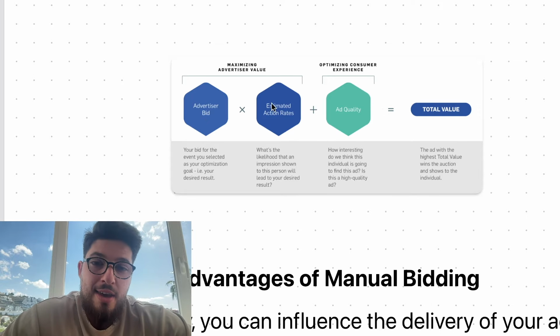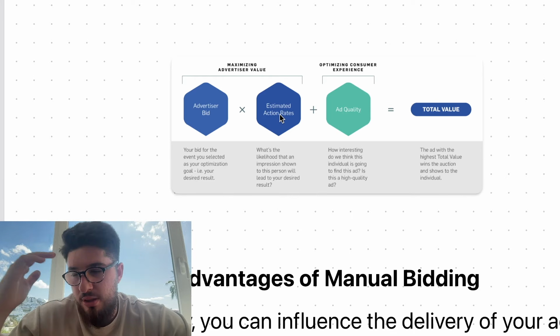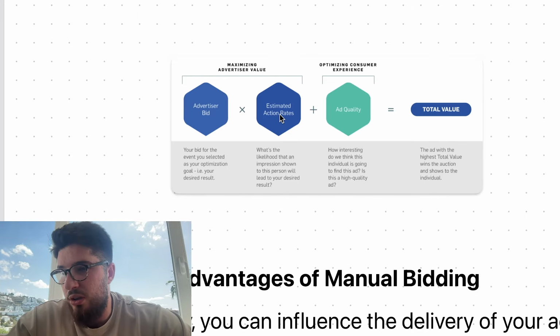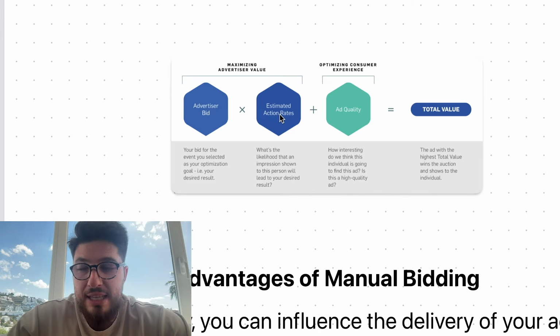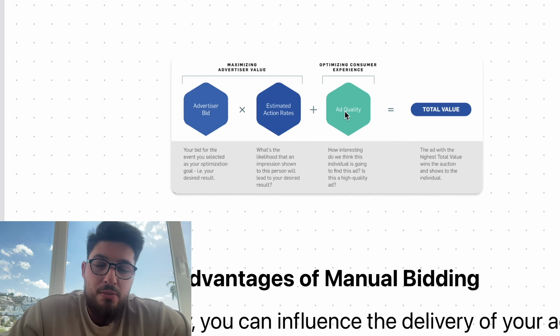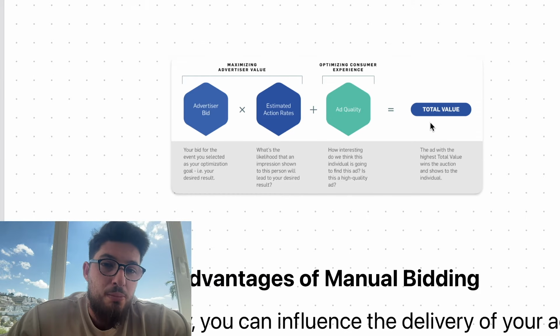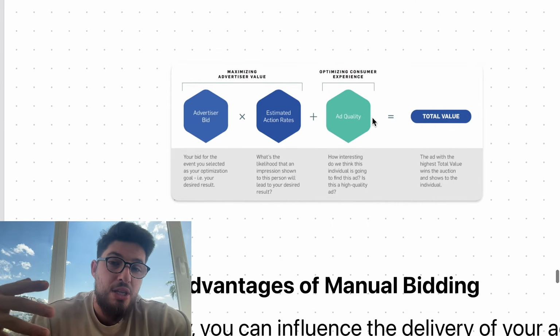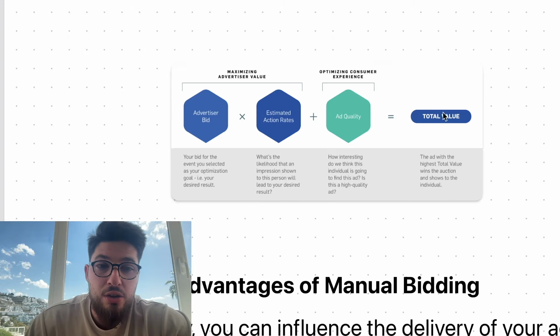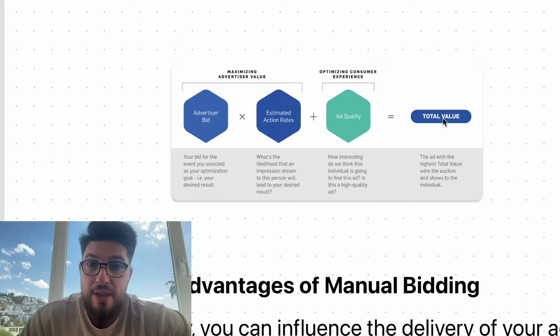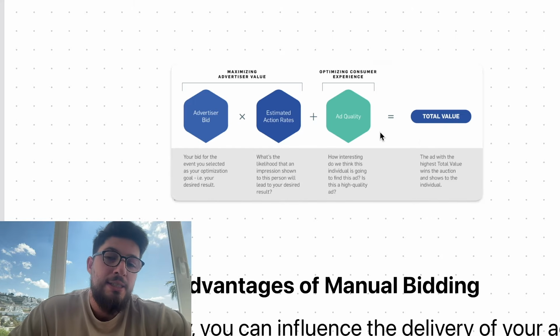And then estimated action rate, which is the calculated likelihood of you getting a purchase if they decide to show your ad, quality of your ad, CTR, engagement, etc. And then you've got a total value. You want this number to be very high. So sometimes if you bid very high, your total value is going to be higher. So that is good. And if the advertiser bid is very, very low, the total value is going to be very, very low. So you don't want that.